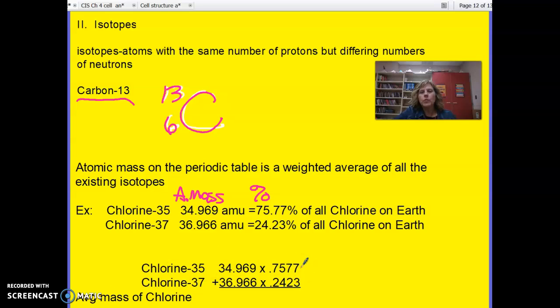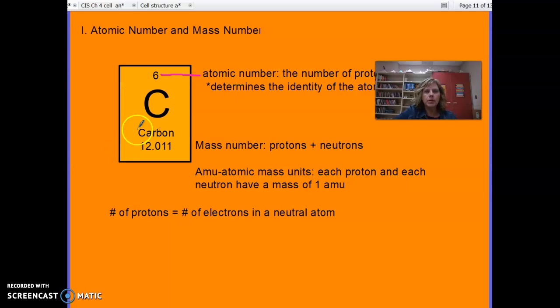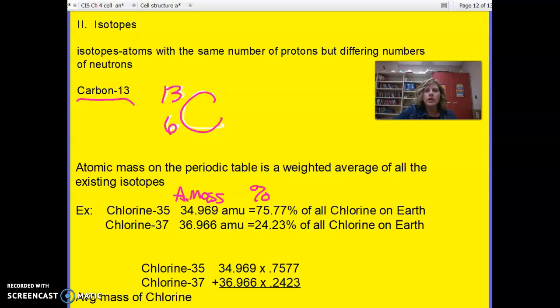So isotopes. When we look at this number on the periodic table, this atomic mass, this is actually an average atomic mass of all of the existing isotopes for that element. For some elements, there's really only one or maybe two isotopes. With some elements, there are many more than that. Carbon actually has 3 different common isotopes, some more common than others. There's a carbon 12, a carbon 13, and a carbon 14.